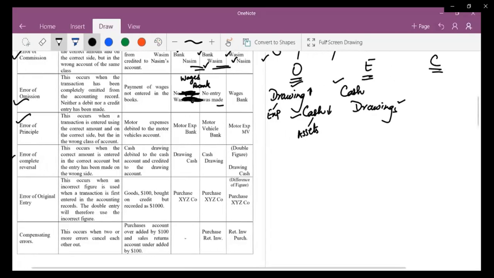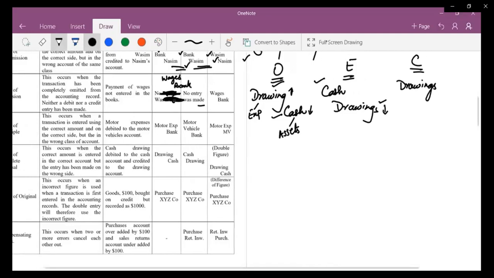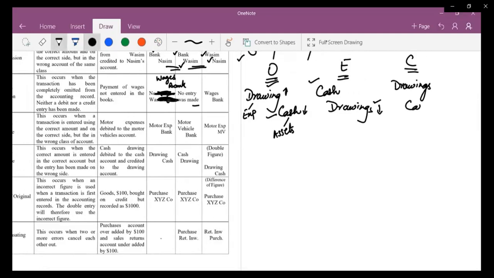For this, beta, we need to revert the entries. Whatever is decreasing, we have to increase. So drawings will be increased and debited, and cash will be credited. Accordingly, it looks very simple. Sir, I think it's very easy now. Only we need to reverse the entry.